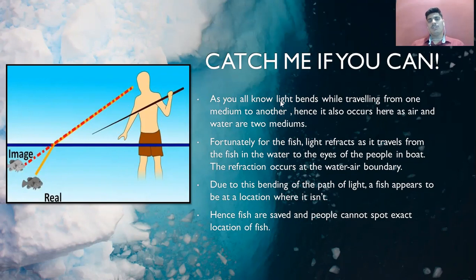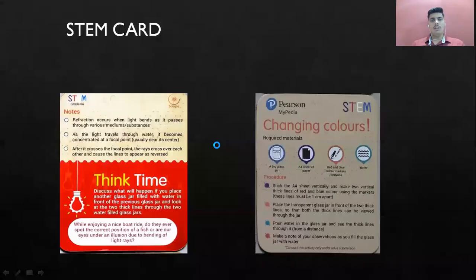As you all know, light bends while traveling from one medium to another, and hence it also occurs here, as air and water are two media. Fortunately for the fish, light refracts as it travels from the fish in the water to the eyes of the people in the boat. The refraction occurs at the water-air boundary, like here, and as I've shown you in the first picture. Due to this bending of the path of light, a fish appears to be at a location where it isn't, and hence the fish is saved and people cannot spot its exact location.